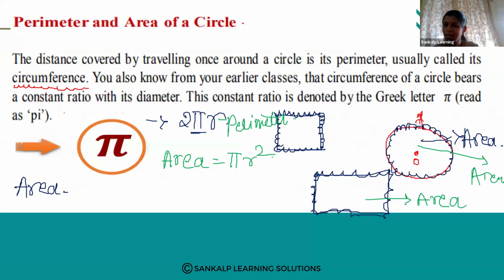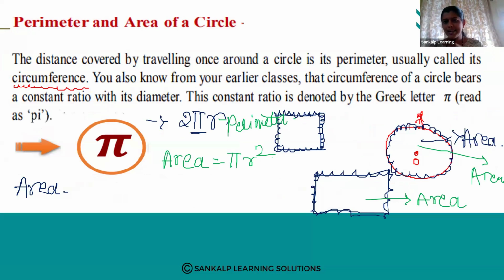And perimeter. Perimeter means the length of the boundary. The length of the boundary of a circle, we call it the perimeter. That is the outer portion. And the inner portion, the part that is inside, we call it the area.